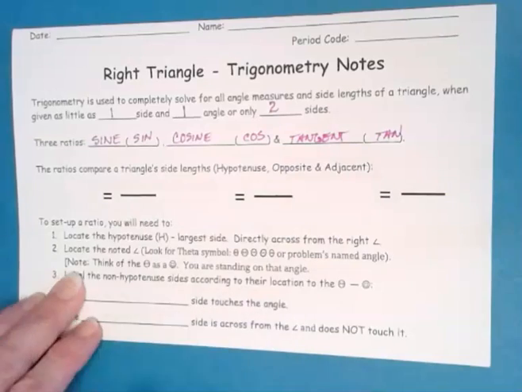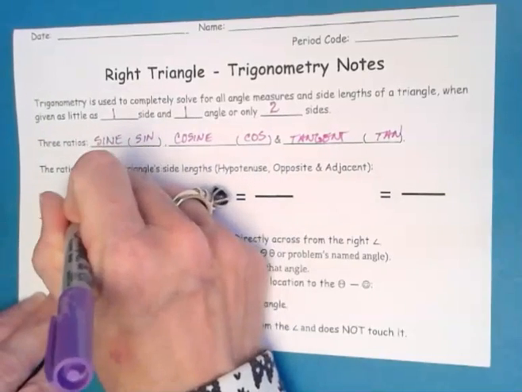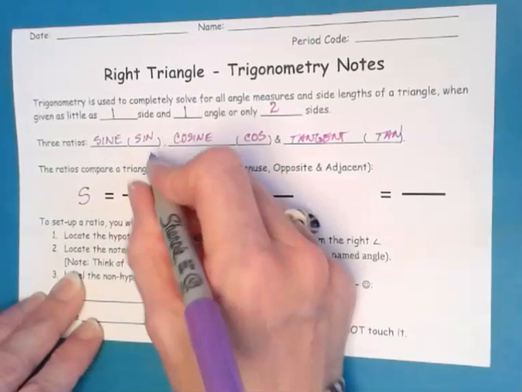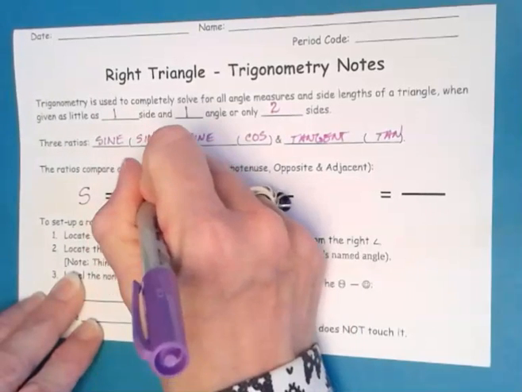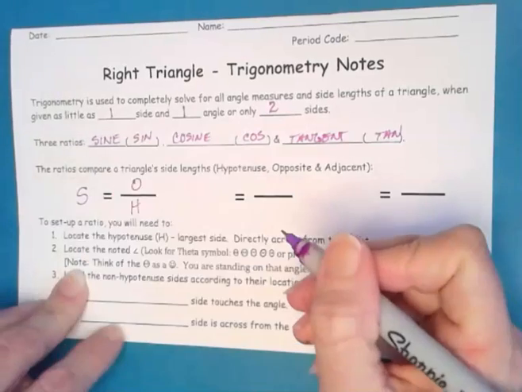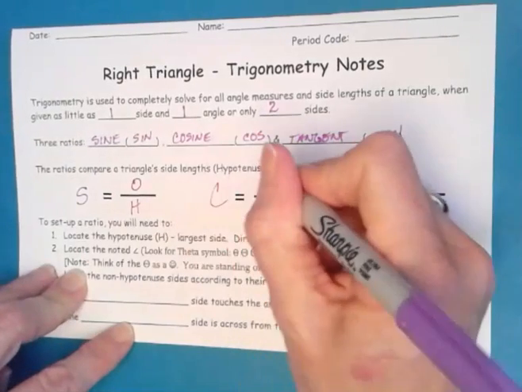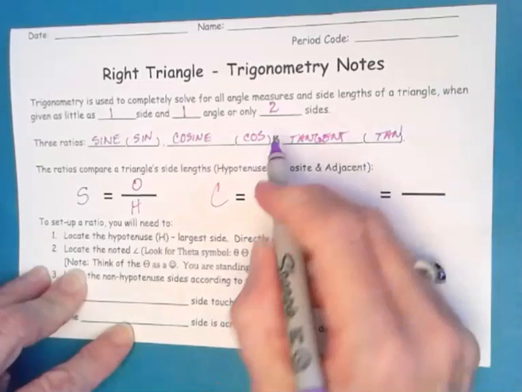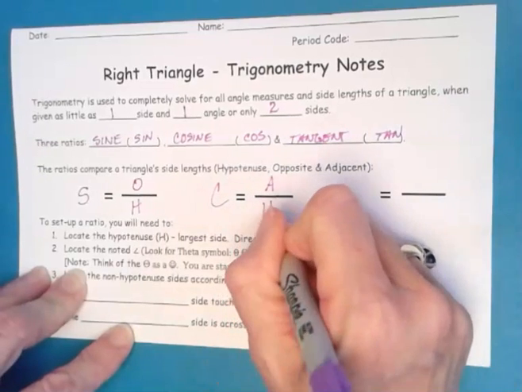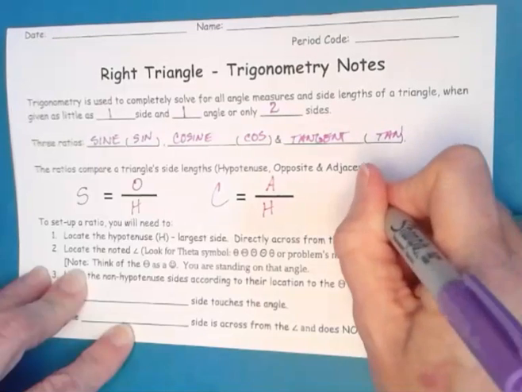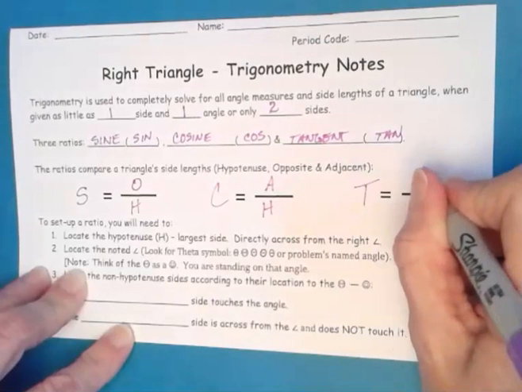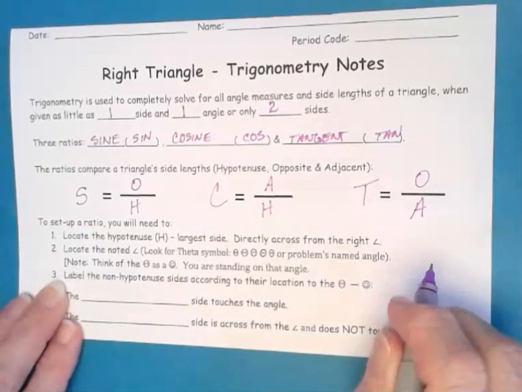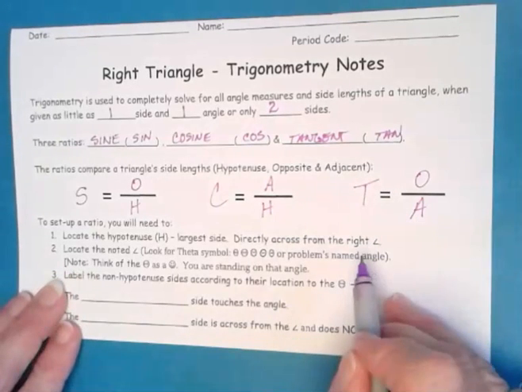For sine, the setup will be sine is equal to, and we'll put a ratio on this side, the length of the side called opposite over the side called hypotenuse. Cosine equals the length of the side called adjacent, so I'll use an A, over the length of the side, hypotenuse, and tangent is the length of the side that is opposite over the length of the side that's adjacent. In a minute we're going to get triangles in front of us and start labeling.